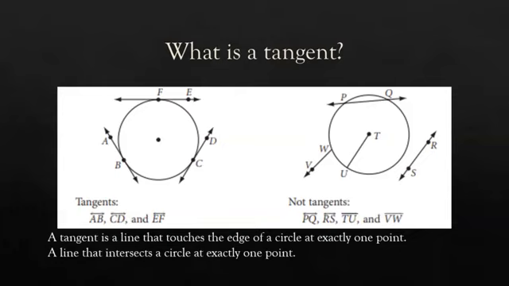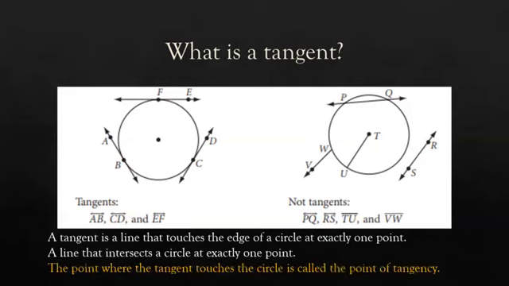We will learn more about tangents, but I want to point out that the point where a tangent touches the circle has a name. So in this case, CD is a tangent to this circle and it touches at C. C is called the point of tangency. It's where it touches the circle.